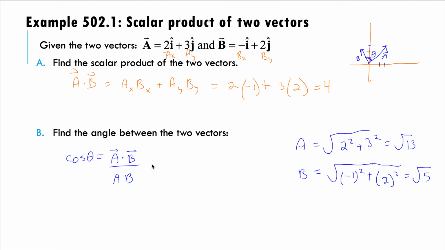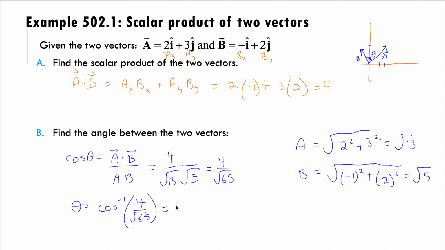And now we are ready to find cosine of theta, which is going to be the dot product, which is 4, divided by square root of 13 times square root of 5. And that is going to give us 4 over the square root of 65. I haven't rounded yet, that's why I'm leaving the square root here. And then to find theta, we're going to take inverse cosine of 4 over square root of 65. And that will give us an angle of about 60.3 degrees.